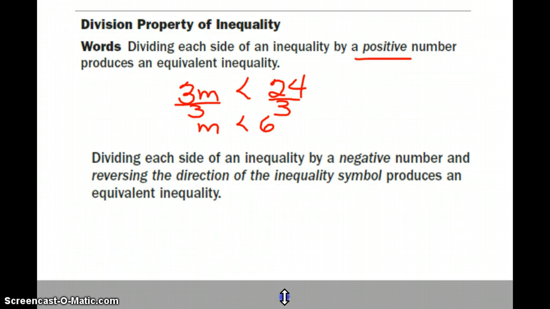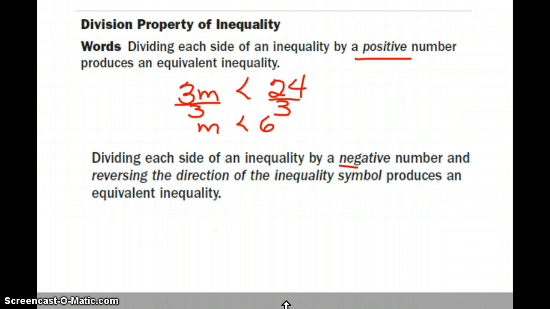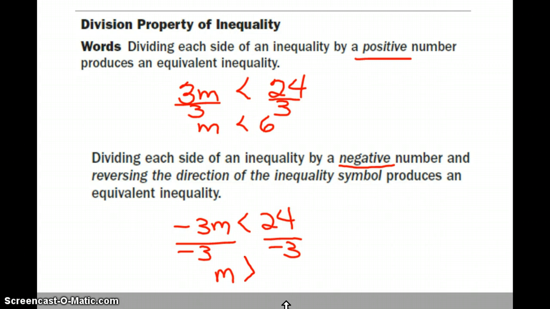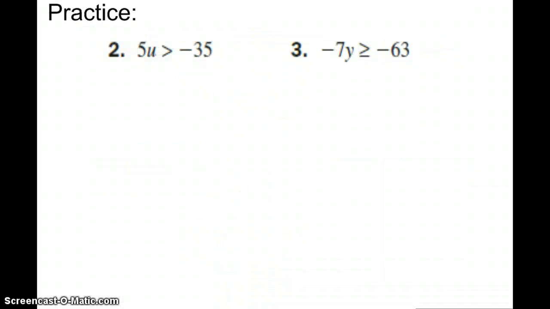When we have to divide each side of an inequality by a negative number, we must reverse the direction of the inequality symbol to produce an equivalent inequality. So if this were negative 3m less than 24, we would then be dividing by the negative 3 on both sides, and we would end up with m greater than, switching the sign, negative 6. Pause for a moment here so students can write down the notes. Now we're going to practice a few, so if you would pause the video again, students may do the practice problems.